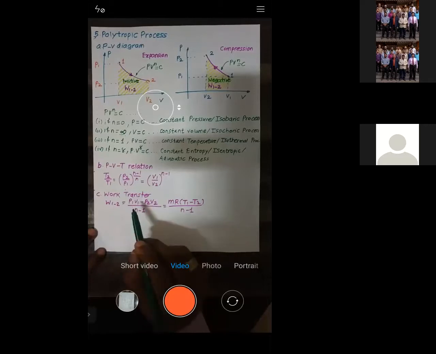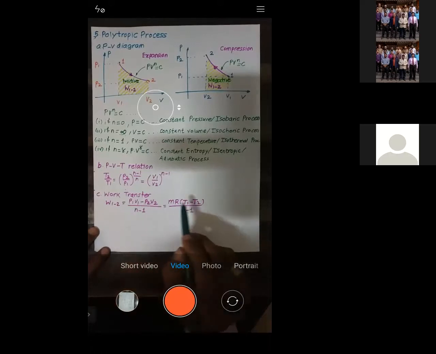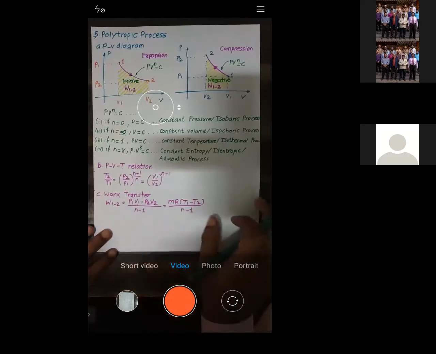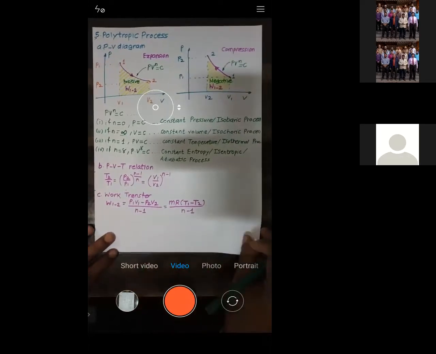Okay, that expression I was getting for adiabatic, I just replaced that gamma by n. Now P1V1 is mRT1, and P2V2 is mRT2, upon n minus 1, as it is. So you can use either of these formulas for calculating work transfer.